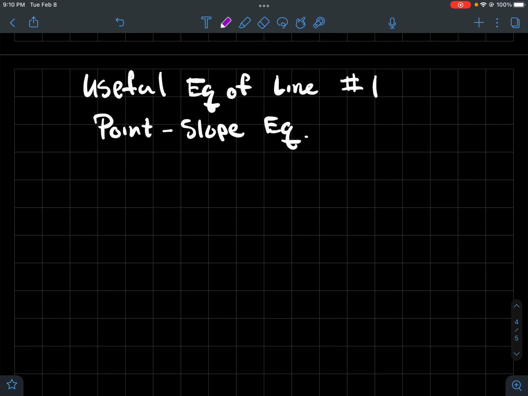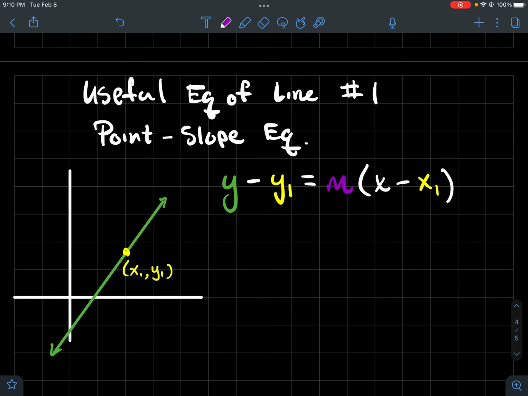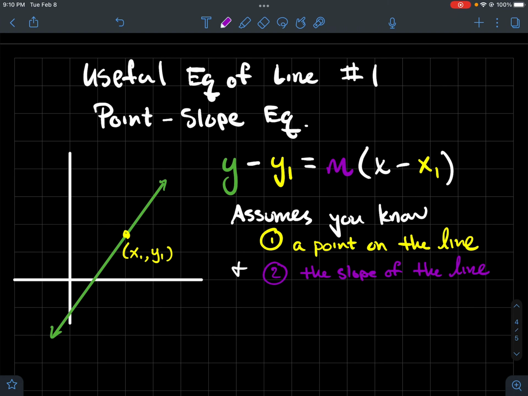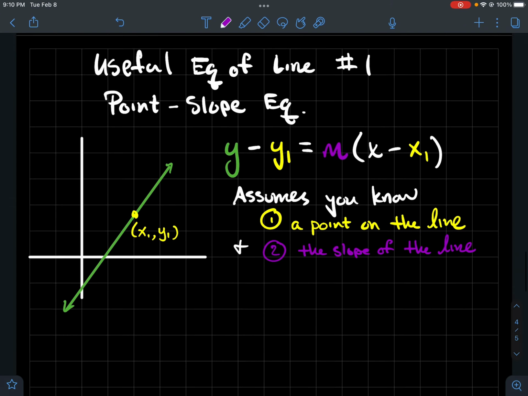The first useful equation we'll talk about is point slope. The point slope equation is this: y minus y1 is equal to m times x minus x1. And I've drawn you a little picture over there. What I'm trying to suggest on my picture is that you know one point that's on the line. And the other thing that I assume you know, if you're going to use this equation, is the slope of the line. So you have to know two things to use point slope, like it says. You have to know a point on the line, and you have to know the slope of the line. From there, though, you can build the equation of the line from scratch.